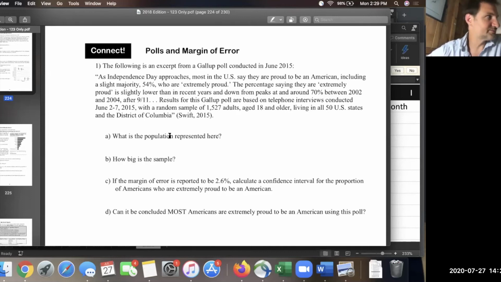first of all, it may seem obvious to you who I'm talking about, but we should be clear about it. Am I talking about everybody in the world? Well, probably not, because they're not Americans. Am I talking about only people in Indiana? Am I talking about people who are older than 80? Am I talking about 5-year-olds? So just trying to be specific, who am I talking about? What is the population represented?